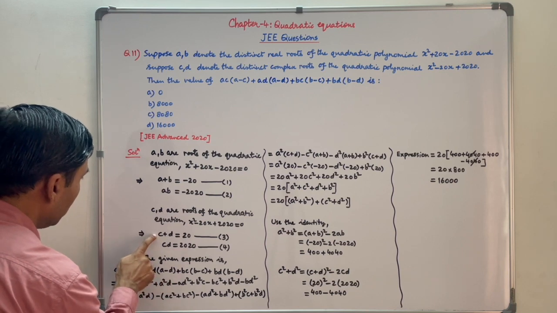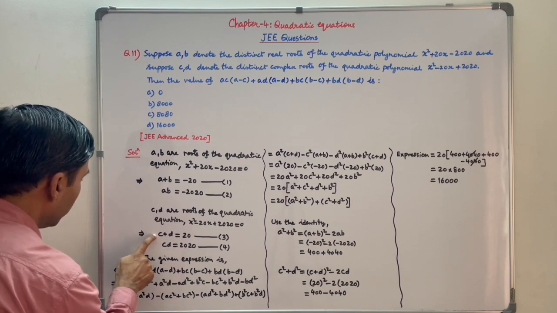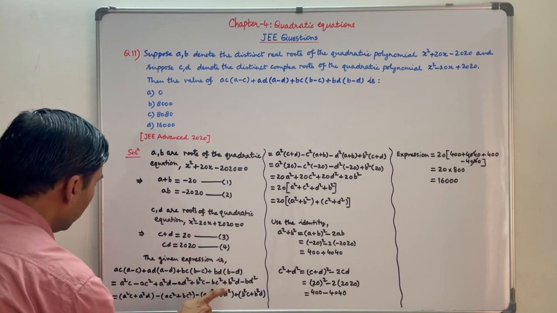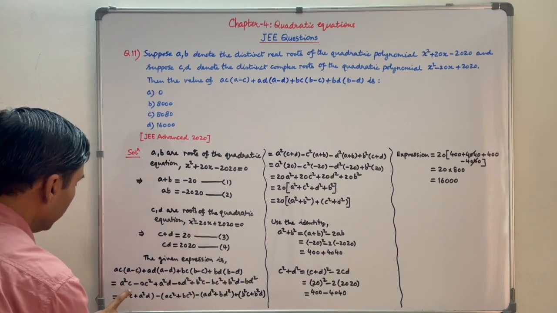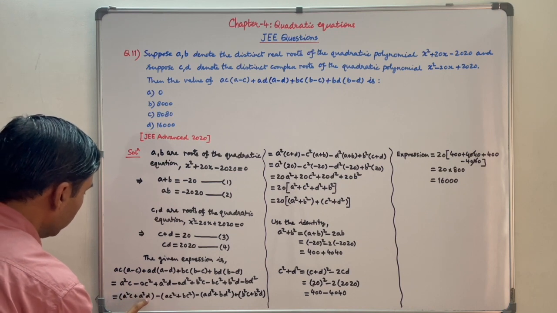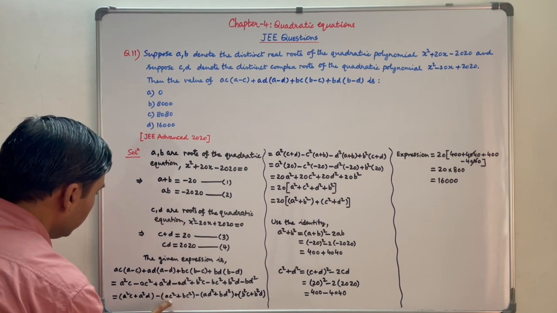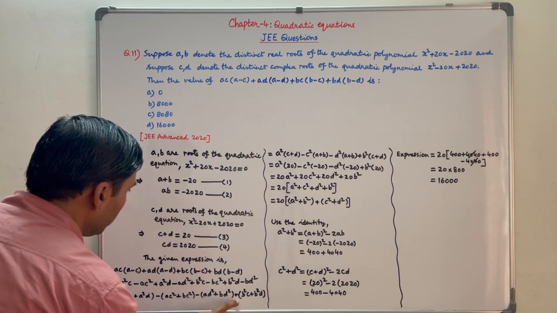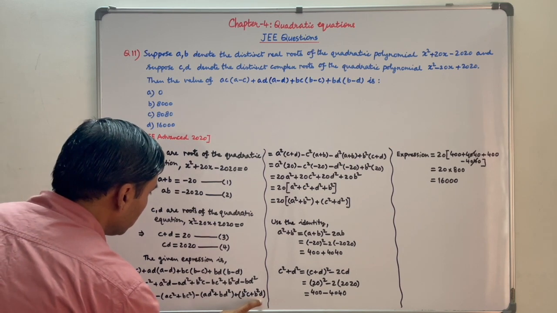We can put this value of C plus D is equal to 20. The same idea is extended for other terms as well. We will pair up the terms like this. A square C plus A square D minus AC square plus BC square minus AD square plus BD square plus B square C plus B square D.